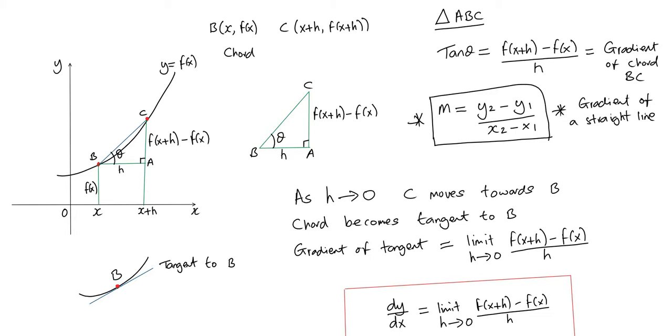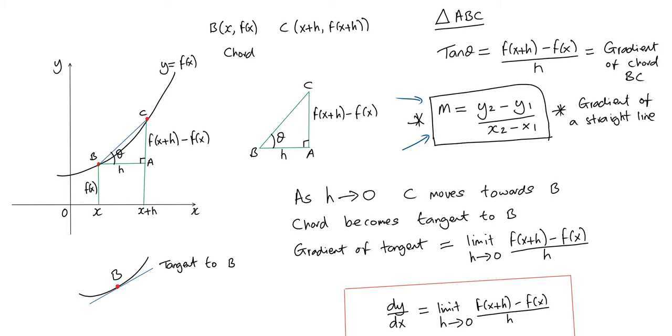Okay, so this is just a curve y equals f(x), any function of x, and if I wanted to find the gradient of the chord, by the way, a chord is just a line joining two points on a curve. So BC is just a chord, a line joining two points on a curve. If I wanted to find the gradient of that line, you know how to find the gradient of a straight line using that formula. Now if I form a triangle ABC, we have to consider two points, B and C.